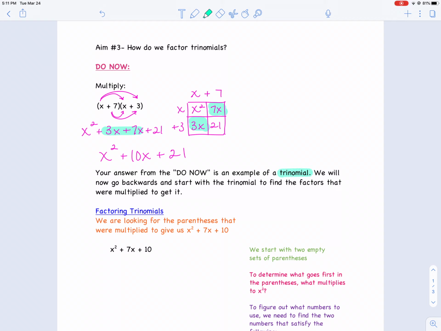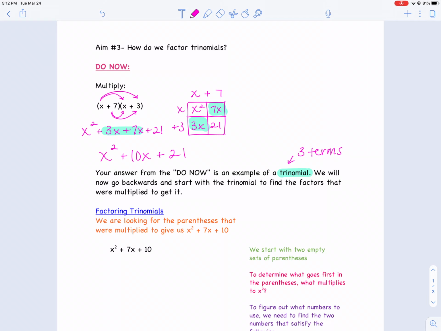Okay? So your example from your do now, x squared plus 10x plus 21, is what we call a trinomial. It kind of makes sense, tricycle, 3 terms. And you see 3 terms here: an x squared, a 10x, followed by a 21. We're going to go back to that and find the factors that we would multiply to get that. If you look back to the original of the do now, x plus 7 and x plus 3, I want you to tell me how x plus 7 and x plus 3 relate back to x squared plus 10x plus 21.